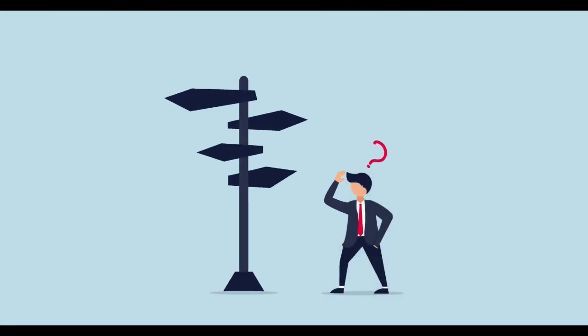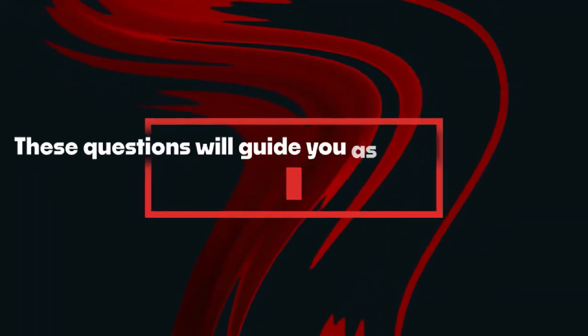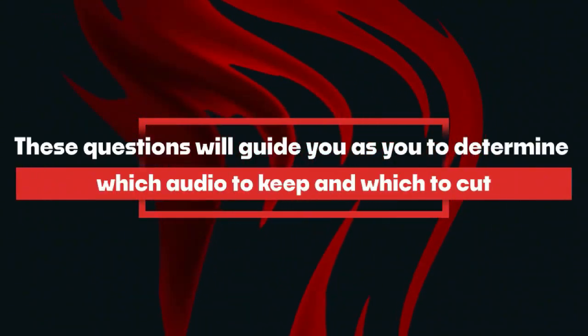Then think about the story you want to tell with this podcast episode. How long do you want it to be? What is the main topic of the episode? What is the story I want to tell? And what do I want the audience to take away from this? These questions will guide you as you determine which audio to keep and which to cut, as well as to figure out any sound effects that you may want to add.